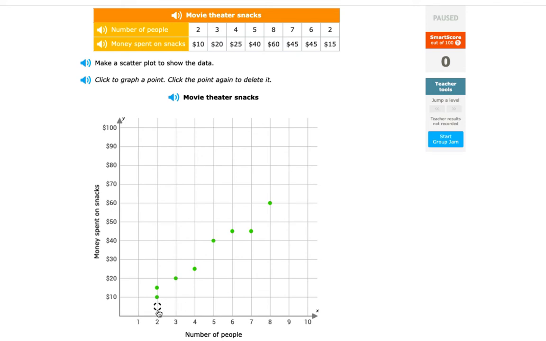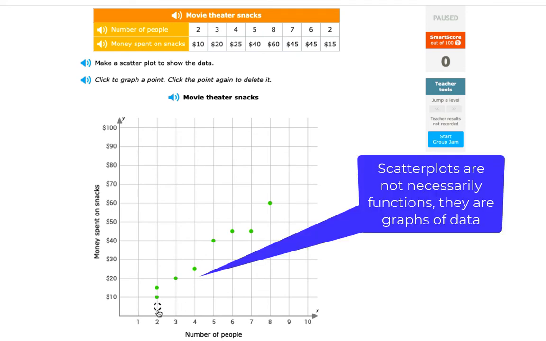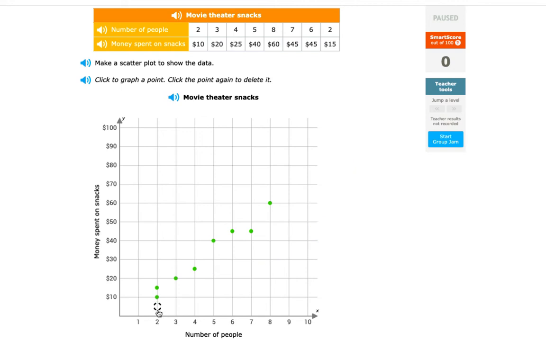You can see when you make the scatter plot that the scatter plot itself is not necessarily a function, because for the x value of 2, we have 2 different y values. But we could draw a line through this and come up with a function for that. Have an equation and use that equation to predict values.